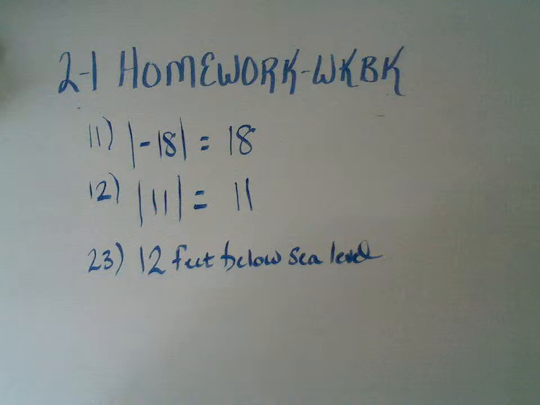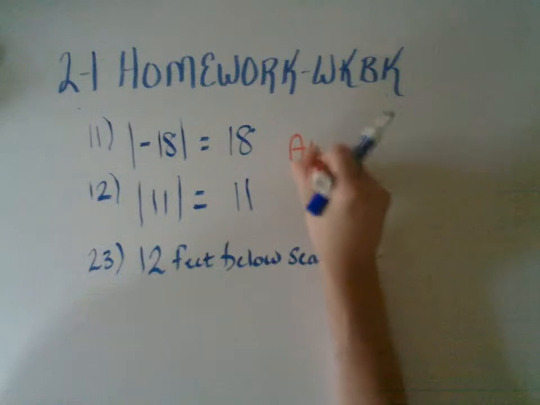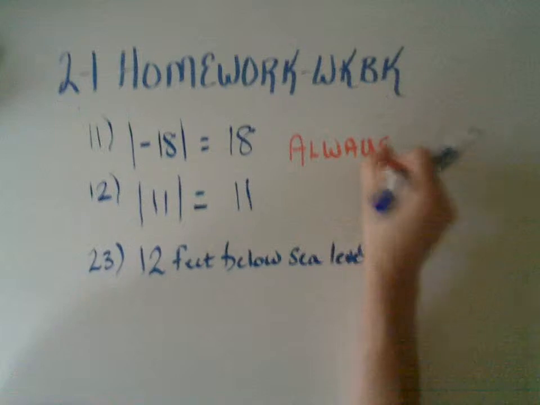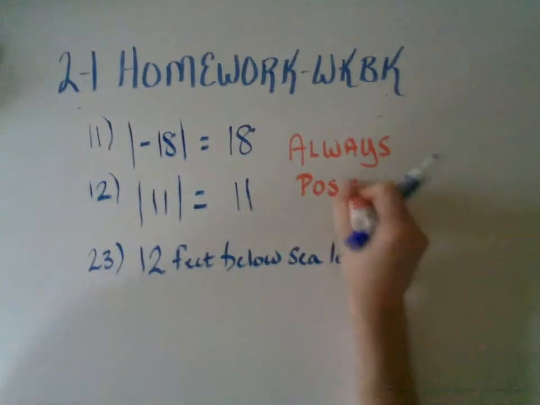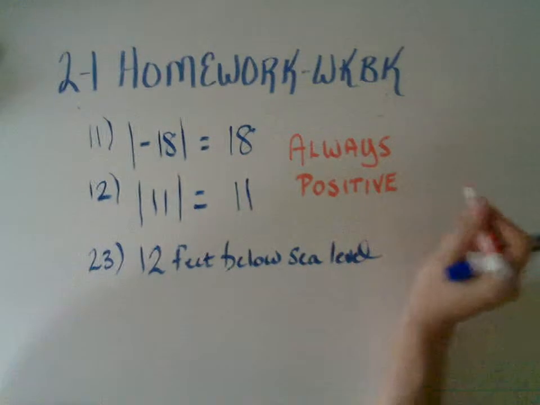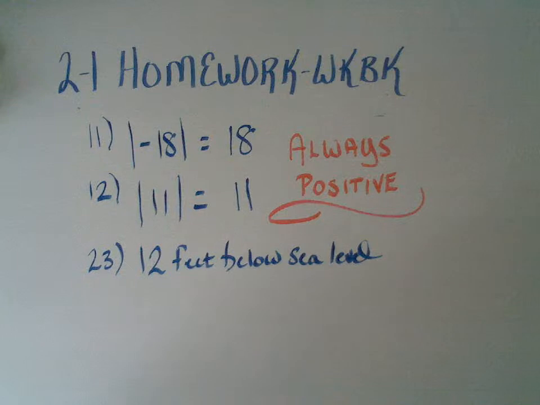I want you to notice here that both of these answers have one thing in common. They are positive. Absolute value always comes out as a positive solution. Again, think about what I'm saying. It's a distance. Distance is always positive. It doesn't matter which direction I go. The number of jumps I take is always going to be a positive number. So you want to make sure that you're writing positive answers there for absolute value.